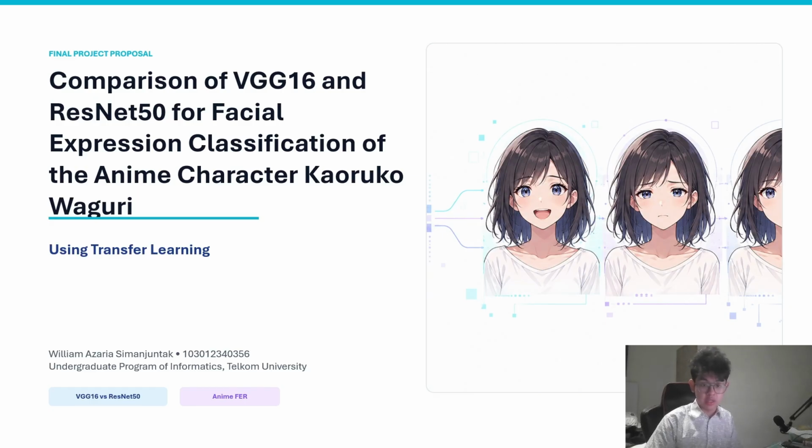I'm from the undergraduate program of Informatics, Telkom University, and today I will present my final project proposal entitled Comparison of VGG16 and ResNet50 for Facial Expression Classification of the Anime Character Karo Kawaguri Using Transfer Learning. In this proposal, I focus on facial expression classification in the anime character domain. Specifically, I use the character Karo Kawaguri from the anime The Fragrant Flower Blooms with Dignity as the research object, and I compare two CNN-based transfer learning architectures, which are VGG16 and ResNet50.